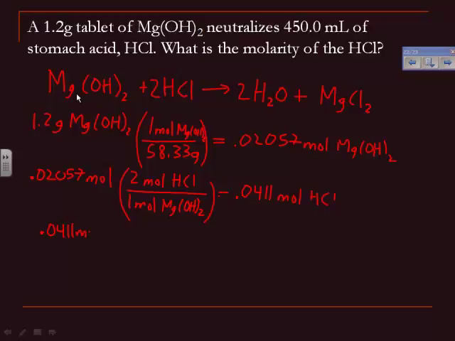0.0411 moles divided by 0.4500 liters. That comes out to a concentration. Now I'll use my significant figures of 2 significant figures, 0.091 molarity. So in this case, we converted grams to moles, then used the mole-to-mole conversion, then went back to concentration.